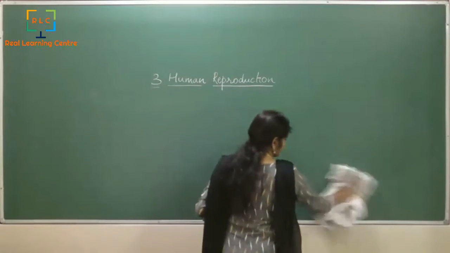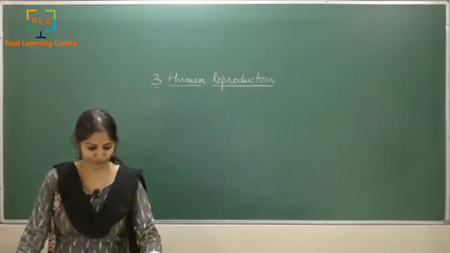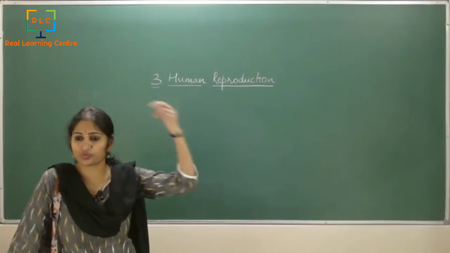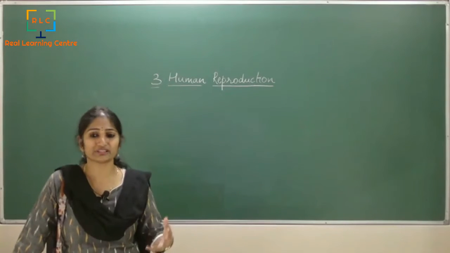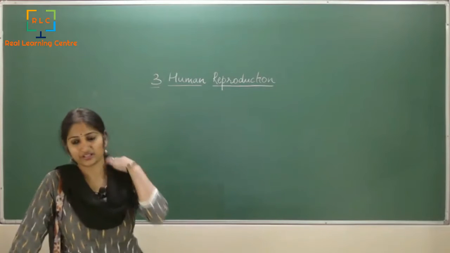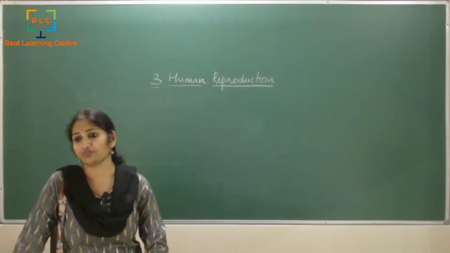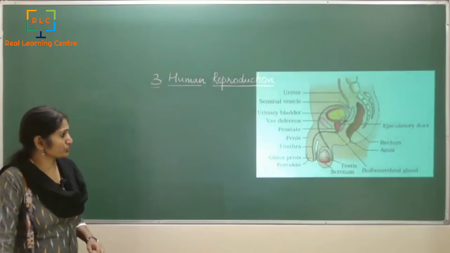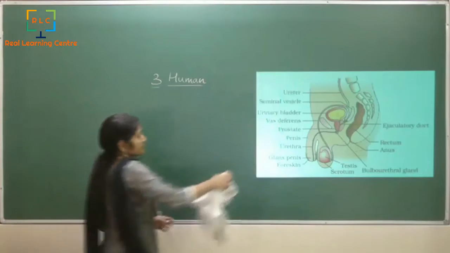So let us start doing and learning about the reproductive system. Okay, so these diagrams are actually supposed to be written on the board, and you have to practice them because in your examination you are supposed to write them. But here, just to see that we can save some time, I'm just showing the pictures on the board. So this is the structure of the male reproductive system.